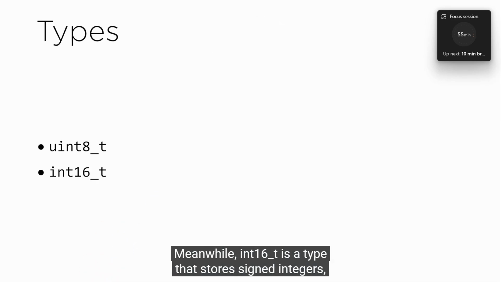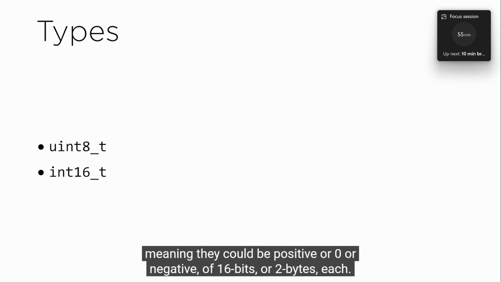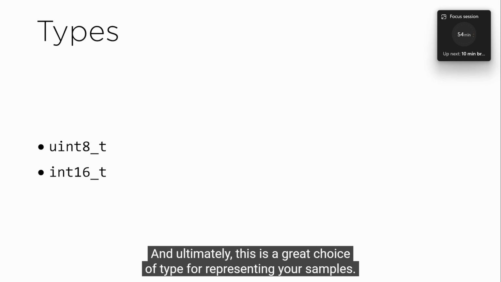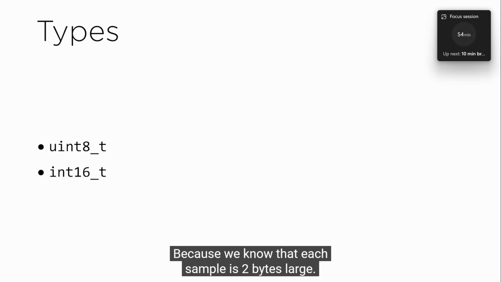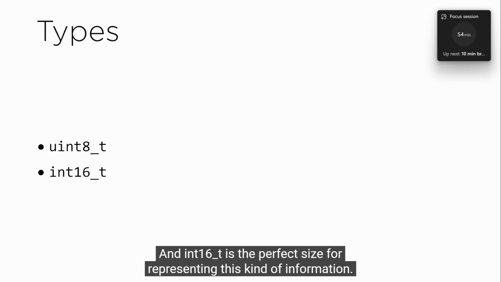Meanwhile, int16_t is a type that stores signed integers, meaning they could be positive or 0 or negative, of 16 bits or 2 bytes each. And ultimately, this is a great choice of type for representing your samples, because we know that each sample is 2 bytes large, and int16_t is the perfect size for representing this kind of information.